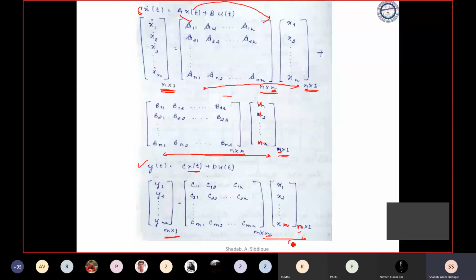Similarly, you can apply this to u1, u2, u3 up to ur. This is an r cross 1 matrix, so similarly D should be m cross r. You can write d11, d12 up to d1r, similarly d21, d22 up to d2r, and the last row dm1 up to dmr. This is the matrix which you will get.